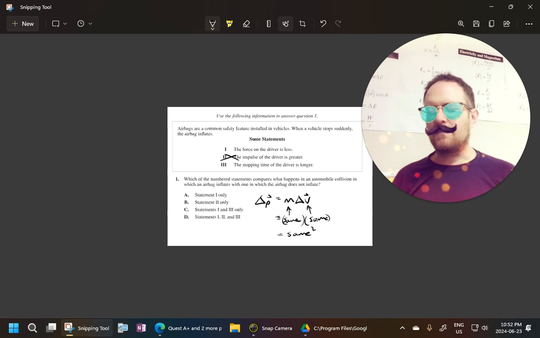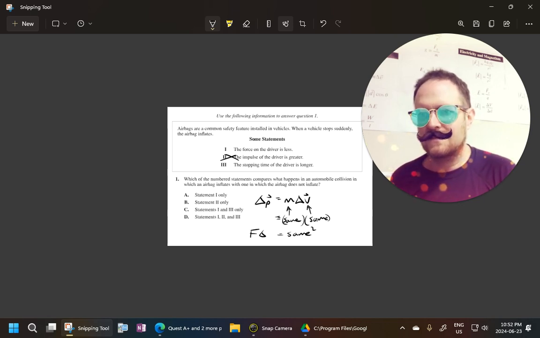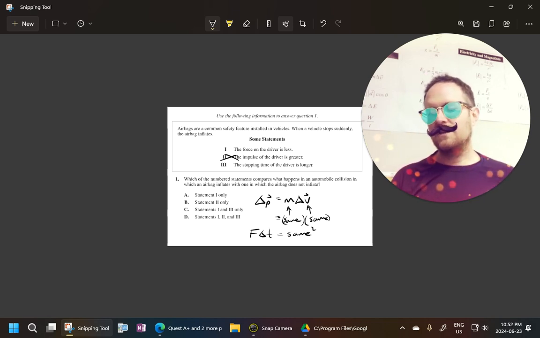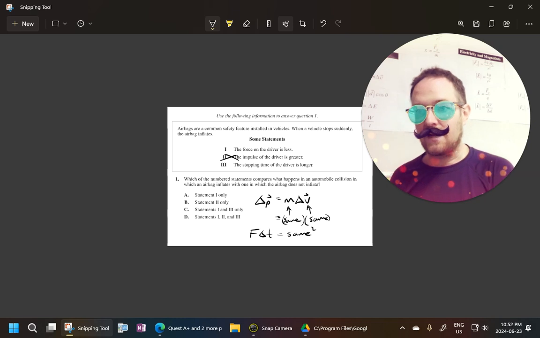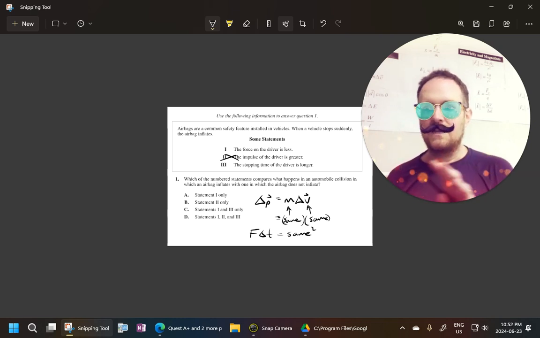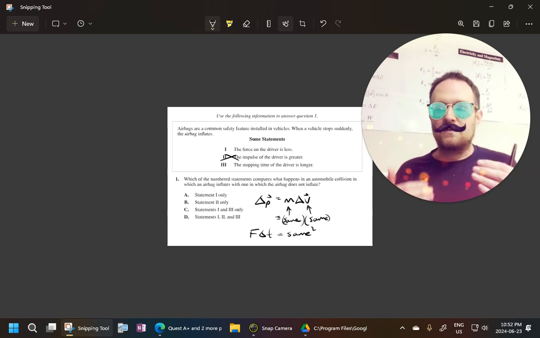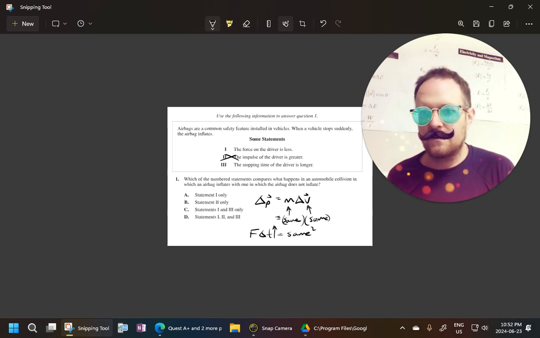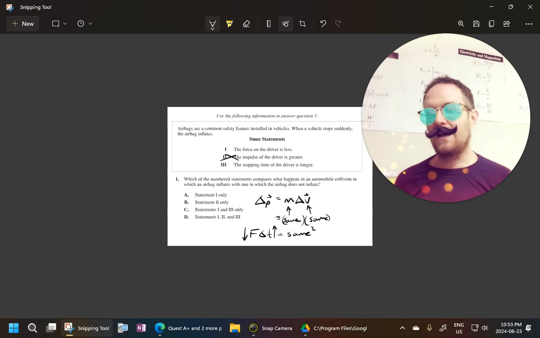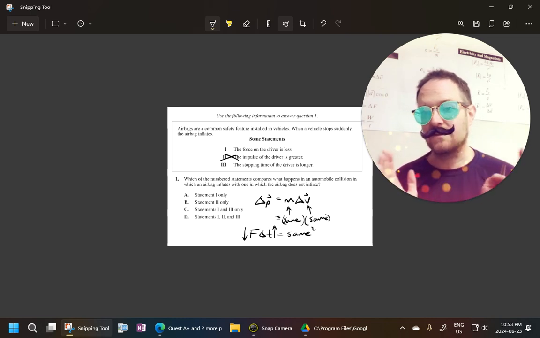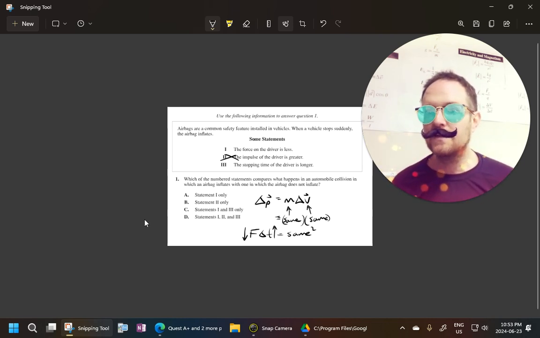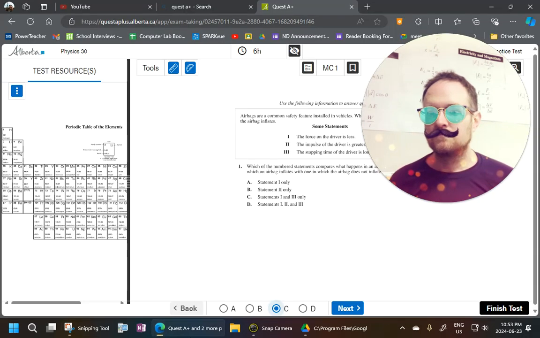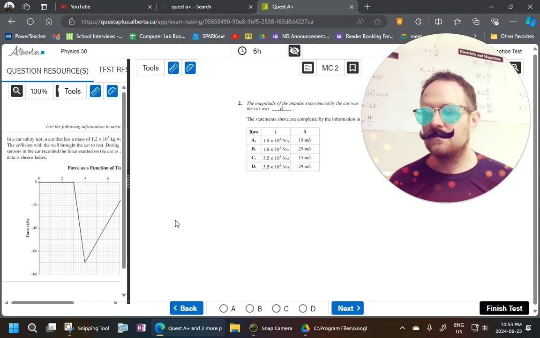But remember, this is also equal to force times time, right? So even though this ends up being the same on that side, if I increase the time, because that's what an airbag is doing, it's cushioning you, it's increasing the time. So time goes up, my force has to go down to keep it the same. So there we go. So it's got to be 1 and 3. Cool. Okay. A lot of information.